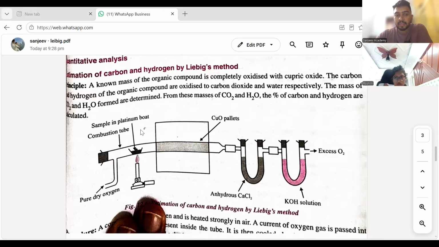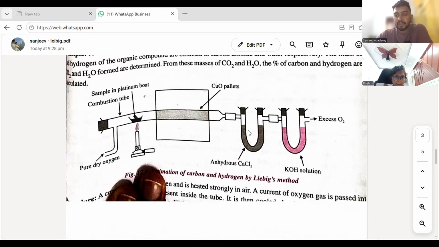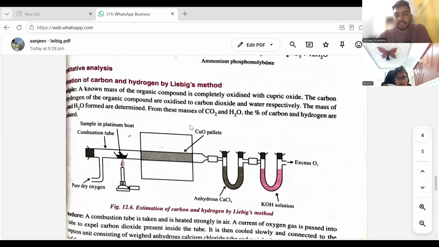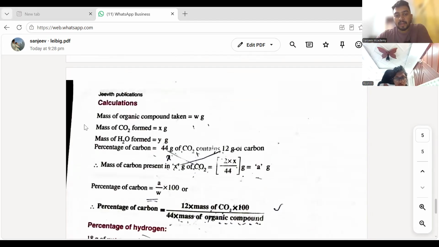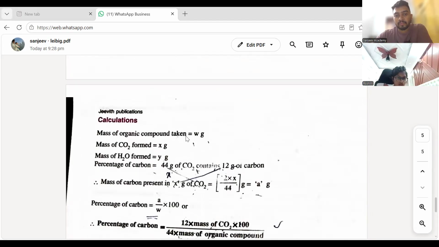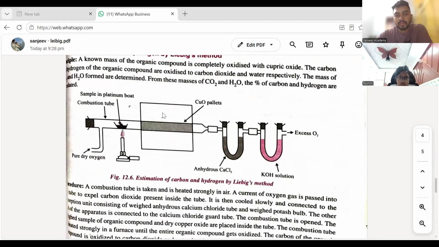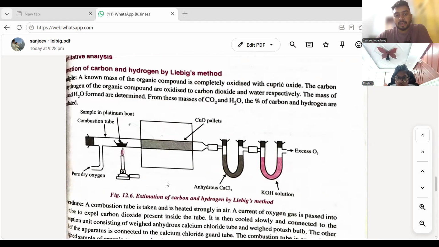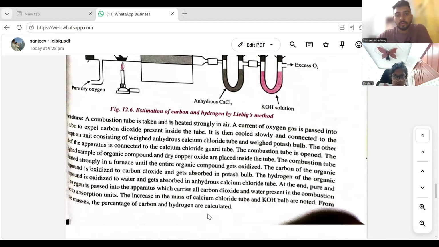Then this diagram, you can see, right? This will be asked for a 5 marker. The diagram carries 3 marks. If it is a 5 marker, the diagram carries 3 marks. So study the diagram first, not these kinds of reactions, which hardly carry 1 or 2 marks. The diagram has 3 marks. Then read this and write in your own words. Don't try to learn by heart. Never ever learn anything by heart from now on. Whatever you understand, write that.